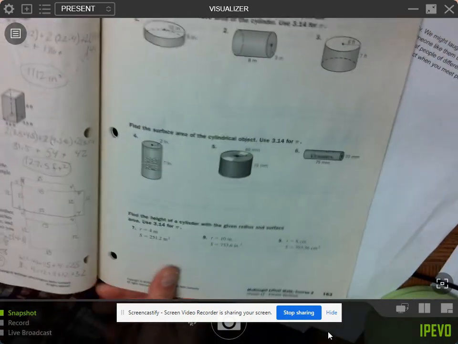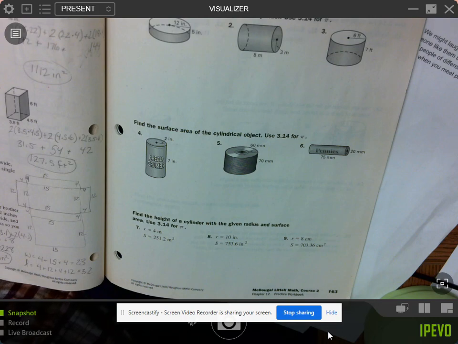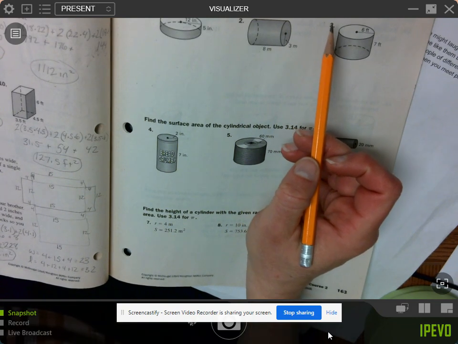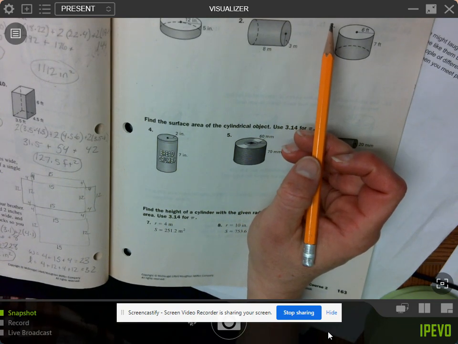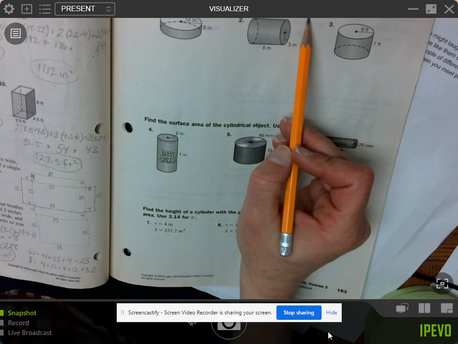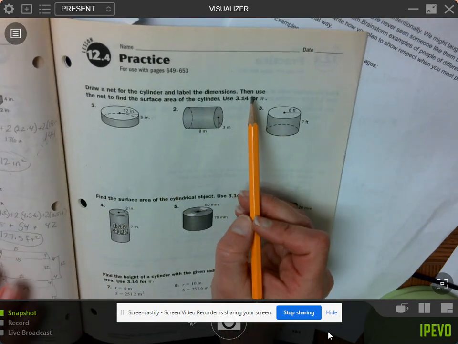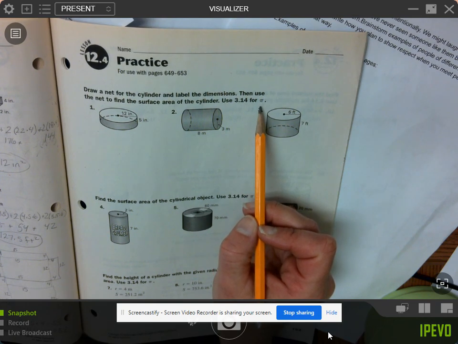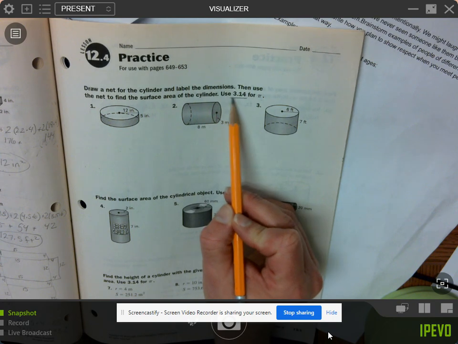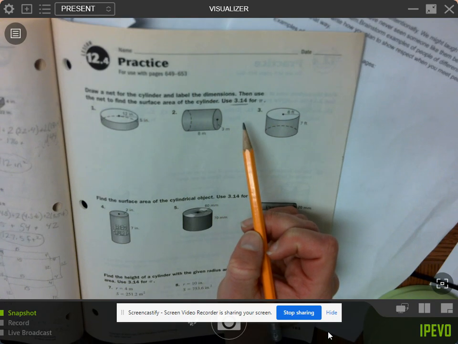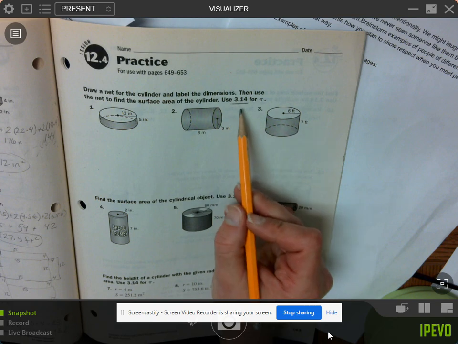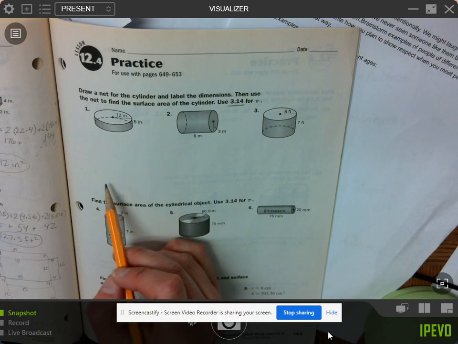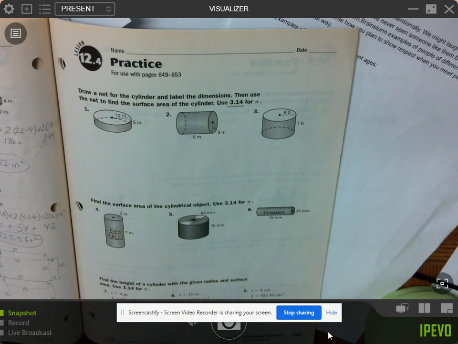When you do, they are saying on here to use 3.14. I am recording. They are saying to use the 3.14 for pi. So instead of using our pi button, so we all get the exact same number, we're going to use 3.14 for pi. Okay? So you're going to put that in so we all get the same number. Draw your net. Find your areas and add them together.